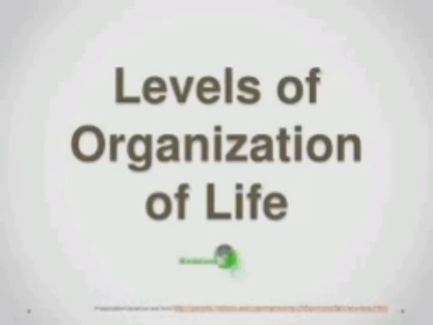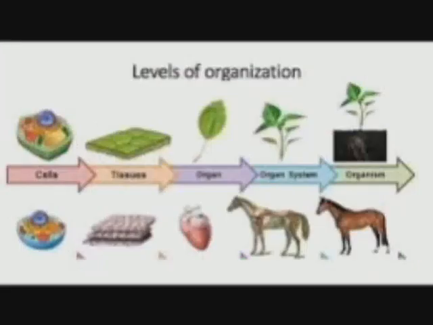Our focus for this lecture shall be levels of organization of life. Every living thing has its own level of organization. That is where we have the unicellular organisms and the multicellular organisms. So the levels of organization of life range from the cell to the tissue, from the tissue to the organ, from the organ to system, and from system to organisms.